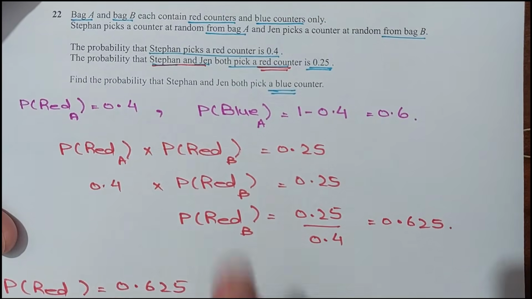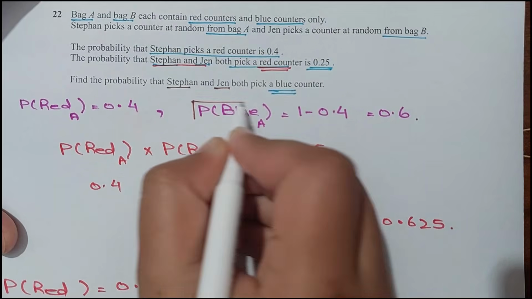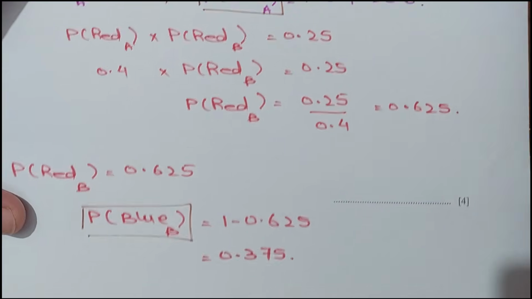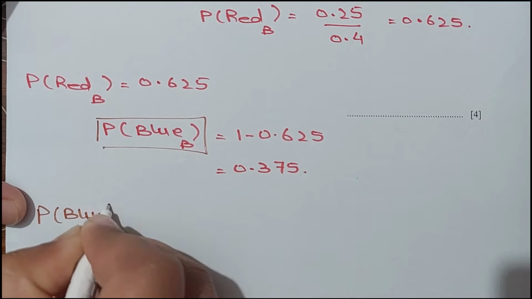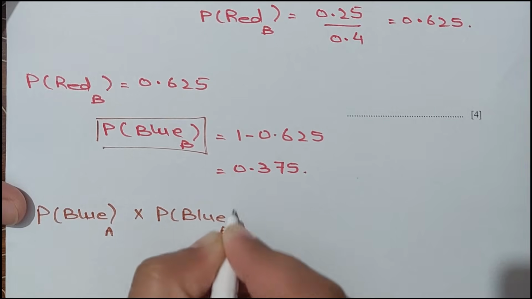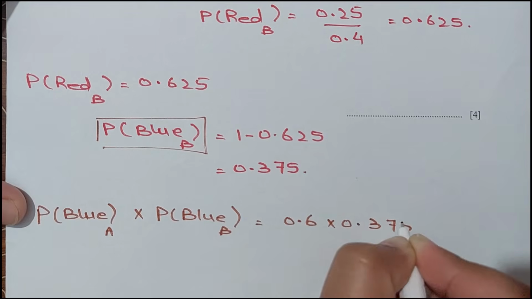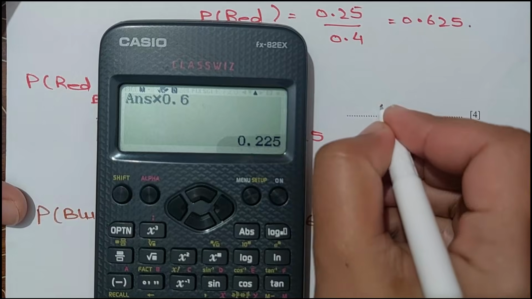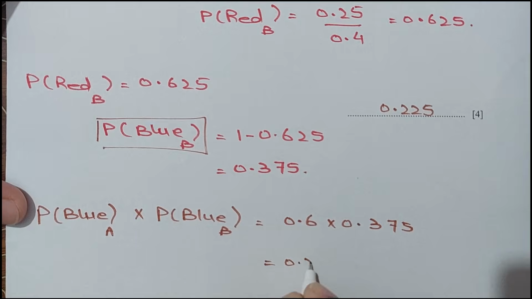Now the question is to find the probability that Stephen and Jen both pick blue counters: the blue counter from bag A and the blue counter from bag B. You have to multiply the two probabilities. The probability of blue from A times the probability of blue from B is 0.6 times 0.375, which is 0.225. That is the probability.